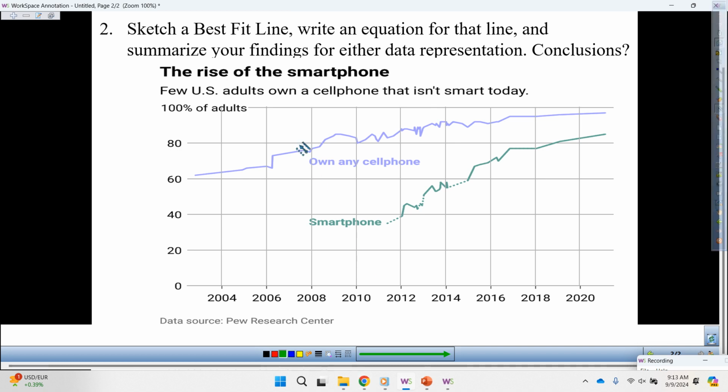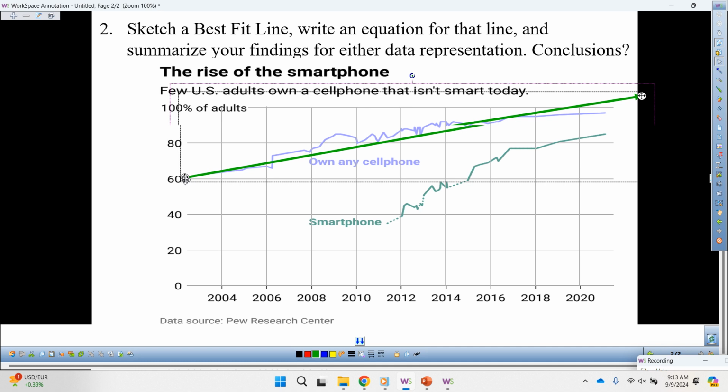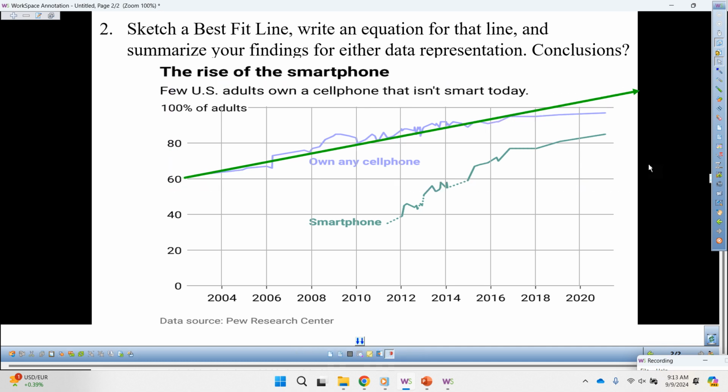All right, so instead of using the smartphone, since there's no data before that, and I'd be moving things around, I'm just going to stick with this one since it comes all the way back here. So I'm going to draw my line something like that. And let me move this down to the 60 and move this a little bit further up right there. All right, so I'm going to pick this point.